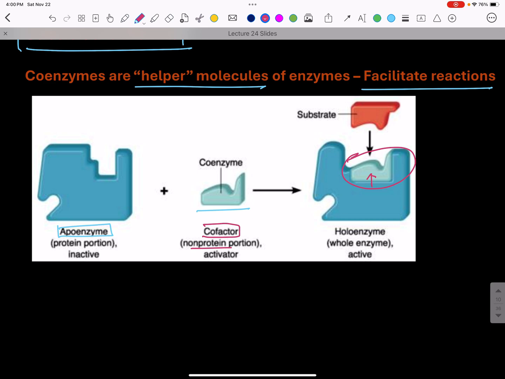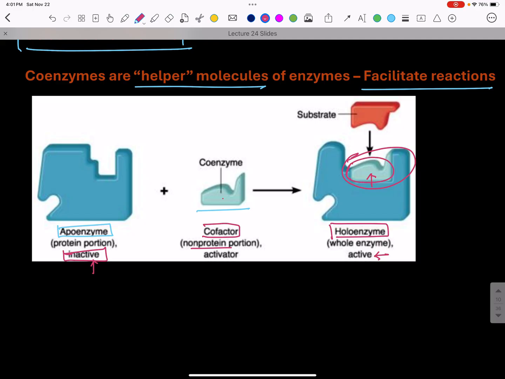So an apoenzyme is without the cofactor, but when you combine the two, it is called a holoenzyme, or a whole enzyme. And the whole enzyme is when it is going to be active. The apoenzyme without the coenzyme or the cofactor is not going to be active. Even if it has folded into the right conformation, it still needs that coenzyme or the cofactor in the active site for it to be functional.